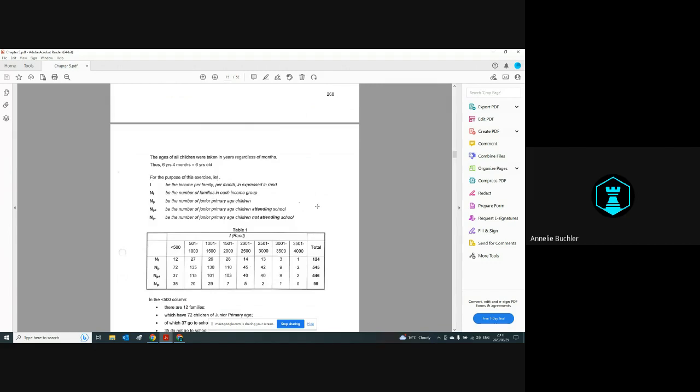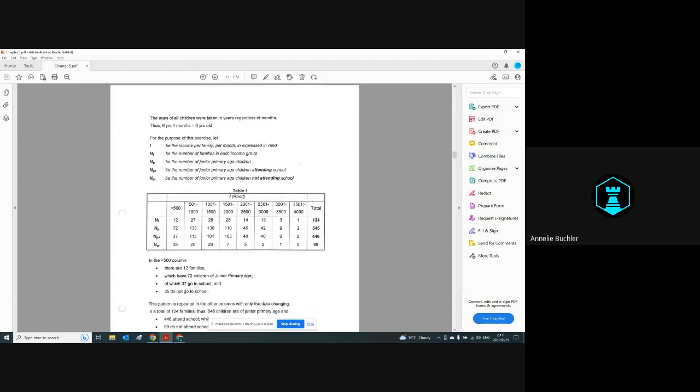For the purpose of this exercise, I is the income per family per month, expressed in rand. NF is the number of families in each income group. NP is the number of junior primary age children. NP plus is the number of junior primary age children attending school. NP minus is the number of junior primary age children not attending school.